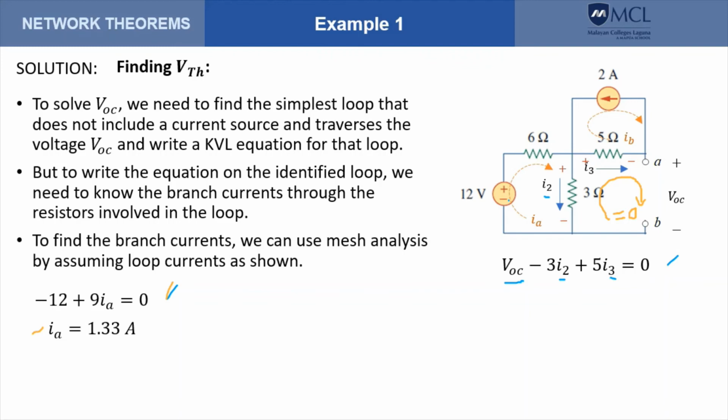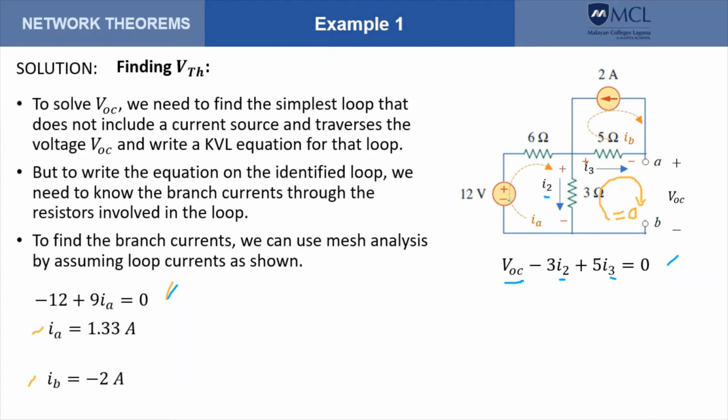Now for loop B, we notice that this loop contains a current source. So therefore, I sub B can be determined from that current source. That current is opposite to the direction that we have specified for I sub B. So therefore, I sub B is the negative of that current source.